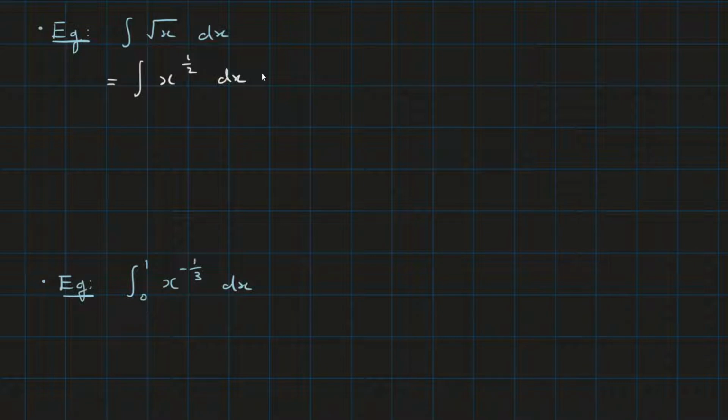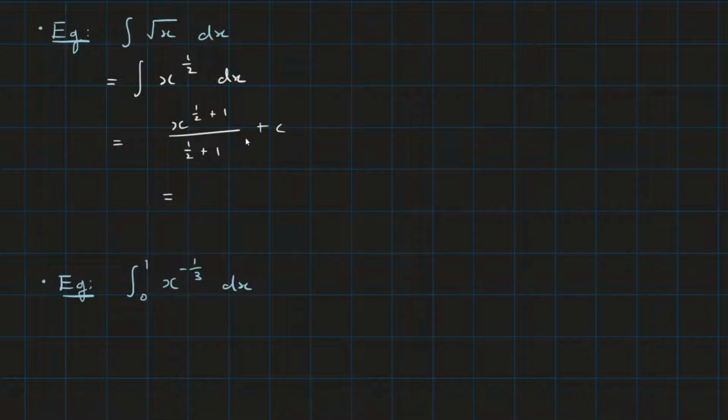Now that we have it in the form x to the power of something, we can simply just use the power rule. So what we do is we apply the power rule, we add 1 to our current power, so we get x to the power of 1/2 plus 1, and then we divide by that new power, which is 1/2 plus 1. And it's not a definite integral, so we don't need to substitute in bounds. This will just be the rule, plus c on the outside, and we'll just simplify everything.